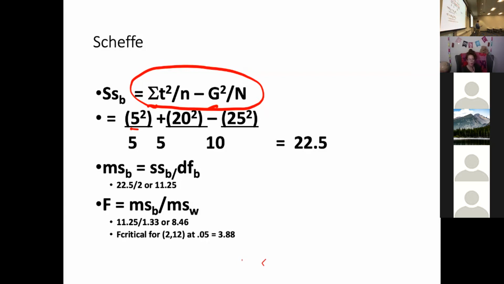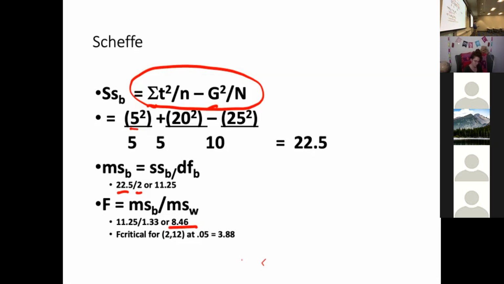That mean squares between gives us 22.5 divided by the degrees of freedom between. And again, we're using the k from the initial omnibus test, so 3 in this case. And once we do that, we then put it over our mean squares within. When we do that, in this case, we get 8.46.